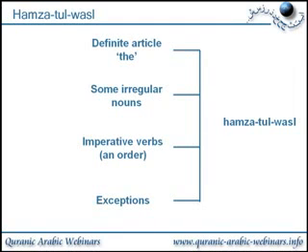So we're going to divide this up into 4 different sections. Firstly, something called the definite article, which in English is the word the. We're going to have something called irregular nouns. And we've got what are called imperative verbs, which is effectively verbs that are commanding or ordering, normally a second person, to do something. And then we've got exceptions to all these rules. So we're going to break these down one by one.